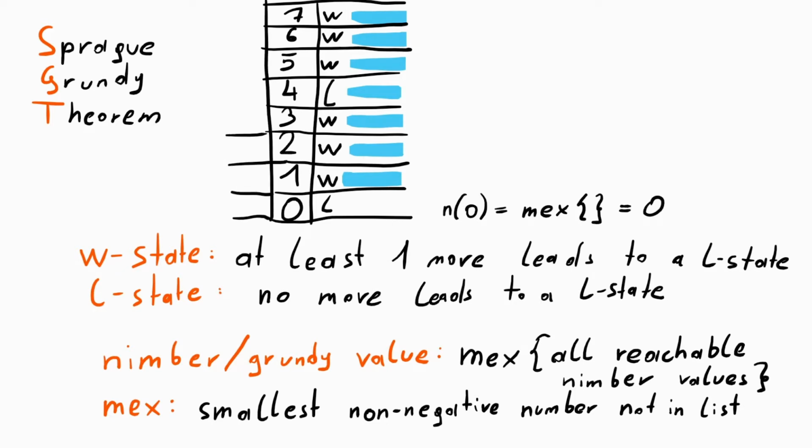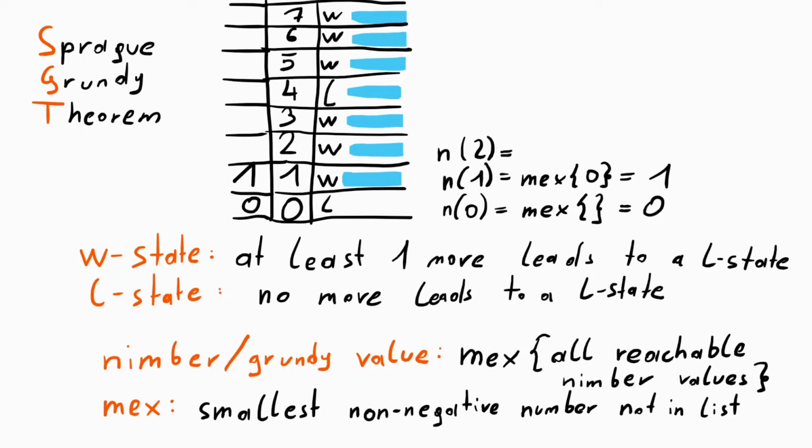Now let's compute the nimber value of the state with 1 block. From 1 block, we can go to a state with 0 blocks by removing the only block. So we end up at a state with the nimber value 0. So what is the smallest non-negative number that is not in the list consisting of 0? It is 1. From the state with 2 blocks, we can either reach the state with 1 block or with 0 blocks. So we have the mex of the nimber values 0 and 1, and the smallest number that is not on the list is 2.